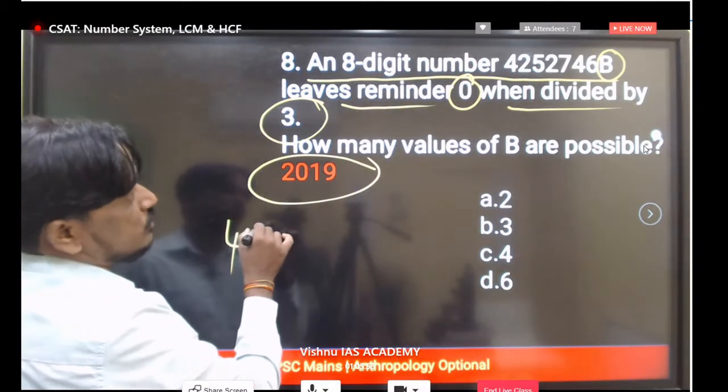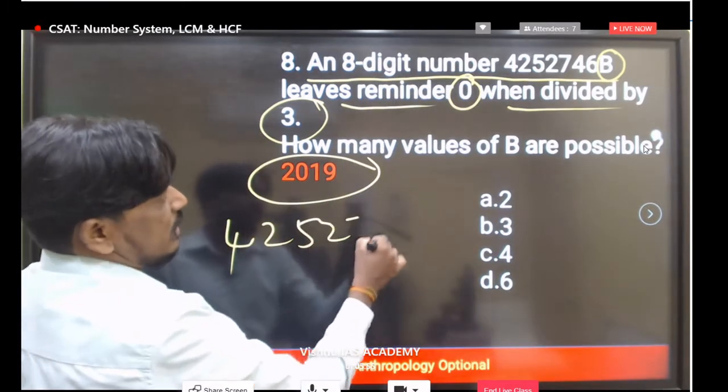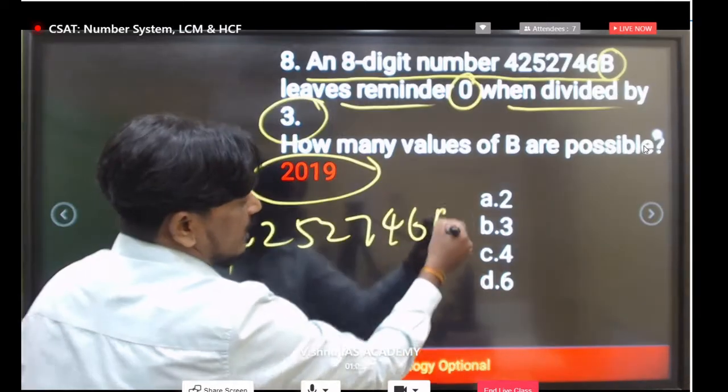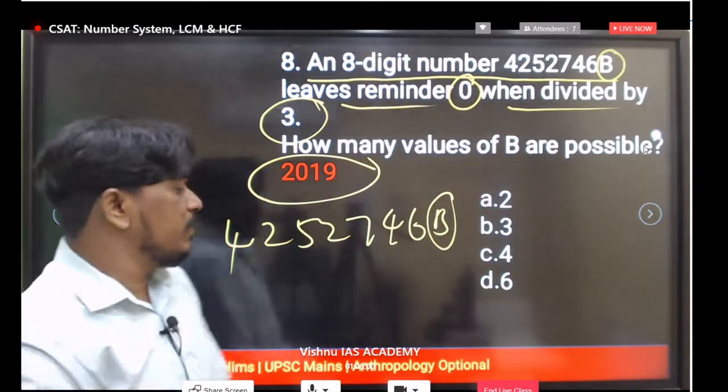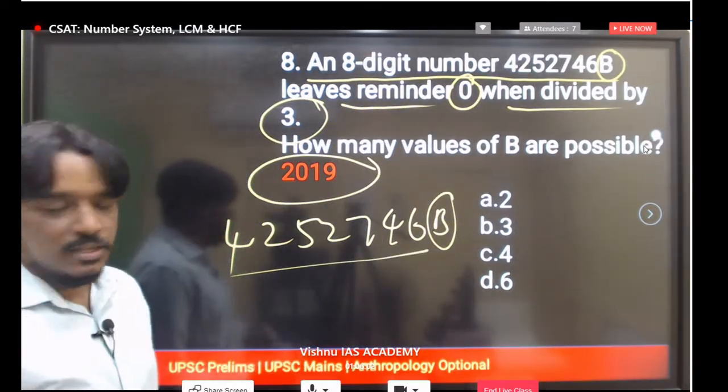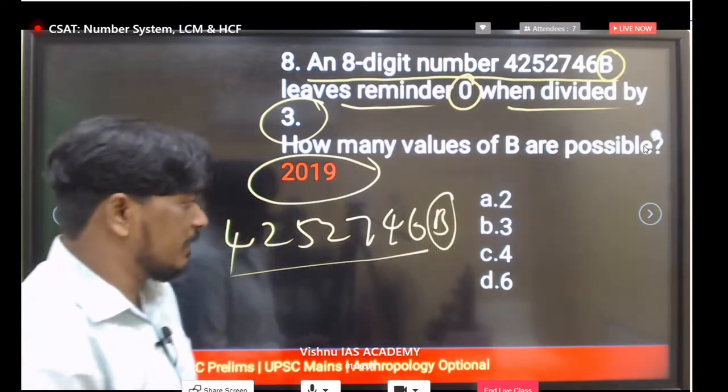Just all the numbers, 4 to 5. No need to write, but I'm just explaining here. In the place of B, what we have to take? In the place of B, you have to consider the digit sum. So what digit sum are we getting up to this? Clear?